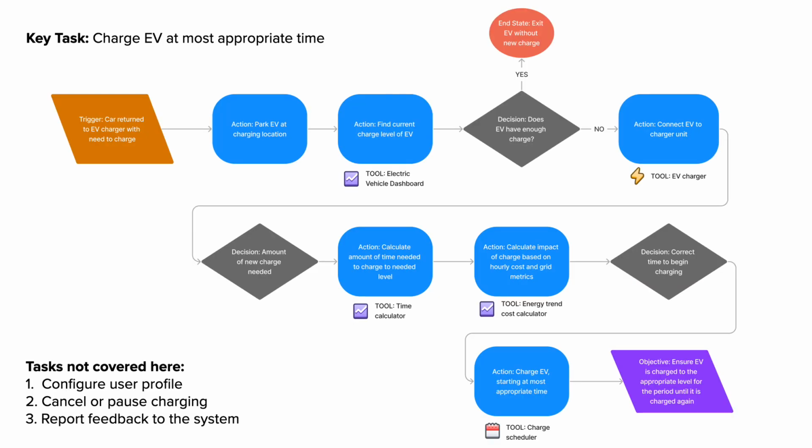Jumping into the content for this course, I first conducted a task analysis looking at what I consider to be the most important key task: charging your electric vehicle at the appropriate time. There are other tasks that aren't covered here, such as configuring a user profile or canceling or pausing charging or even reporting feedback to the system. But this was, I thought, the most important. And you can see this flow chart that I created from this.